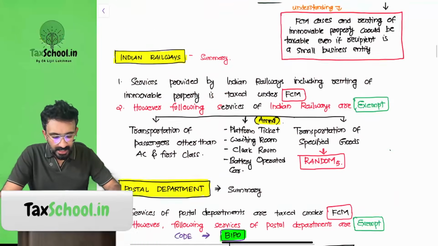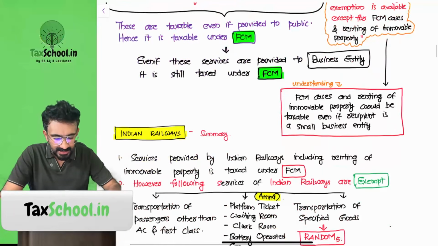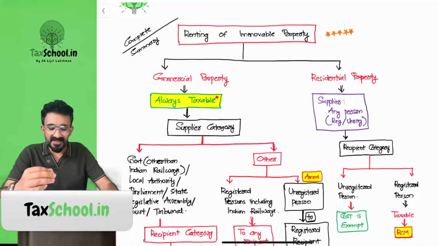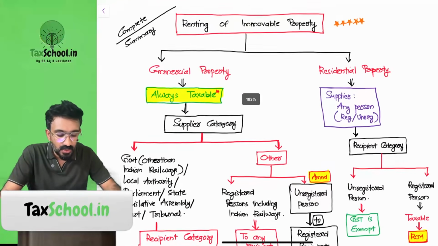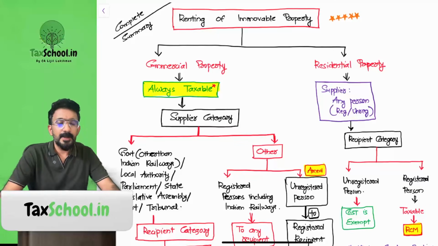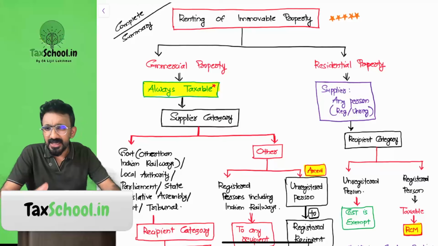Now, what we're going to do, we have another small entity exemption, etc. to look at. Before that, I'll go into renting of immovable property. This is a very important point. There are so many questions they occasionally ask. There was an amendment that came in last year. So there are a few things that you have to carefully understand and analyze.